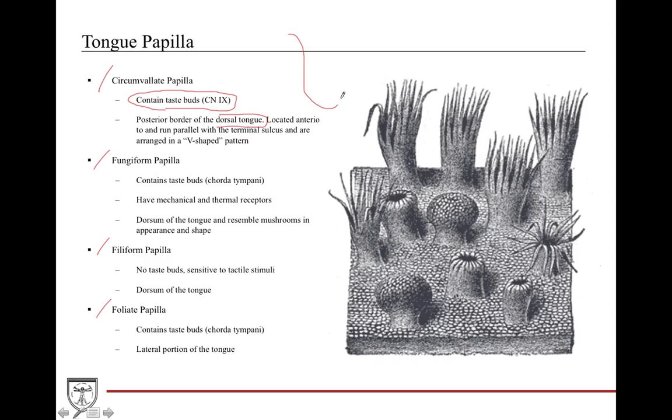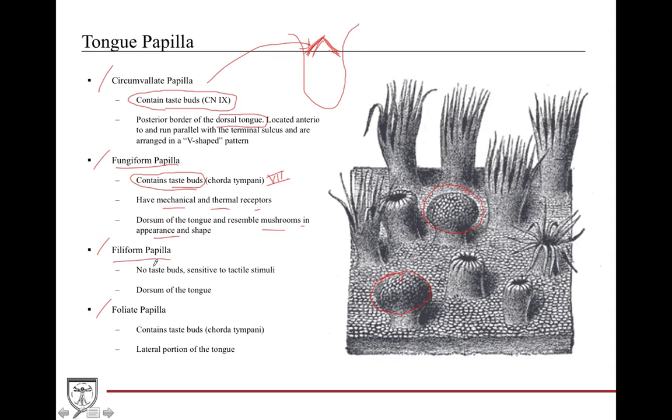So if this is the tongue, you're going to have a V shape like this, and this is where you're going to have the circumvallate papilla present. Your fungiform papilla also is considered to have taste buds. This is provided by chorda tympani off of facial. This has mechanical and thermal receptors, and is located on the dorsum of the tongue and resembles mushrooms in appearance and shape. These guys.